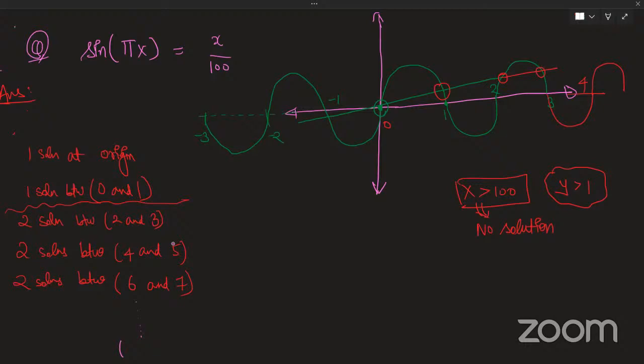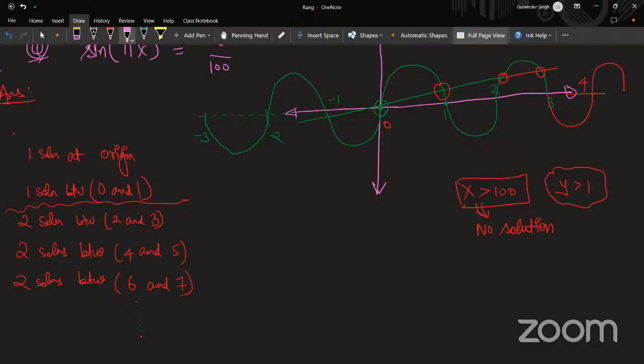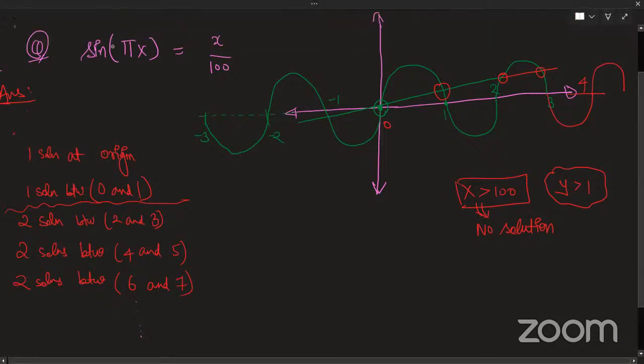See, there are two solutions between 2 and 3. There are two solutions between 4 and 5. There are two solutions between 6 and 7. Yeah, it's 4 and 5. See, I have two solutions between 2 and 3. I have two solutions between 4 and 5. 2 3 हो गया, 4 5 हो गया.